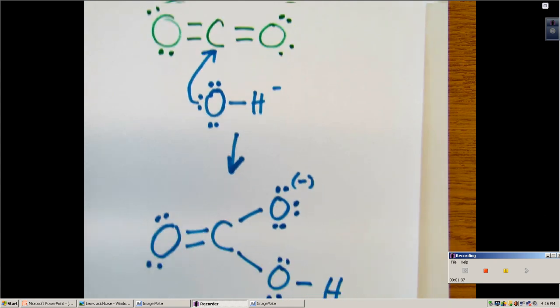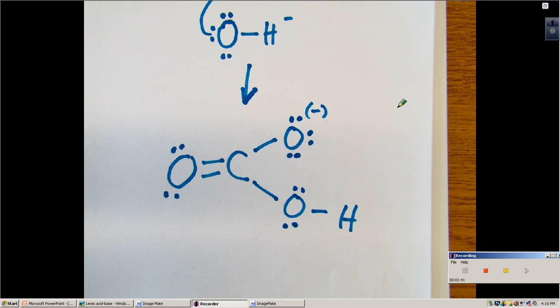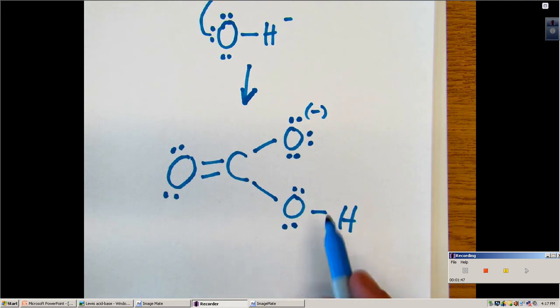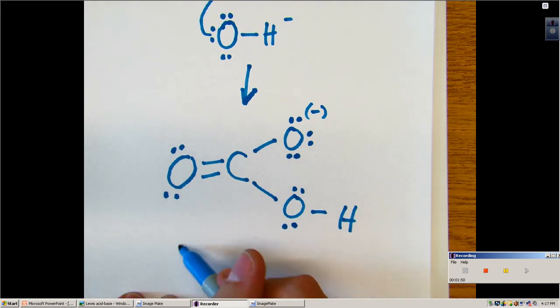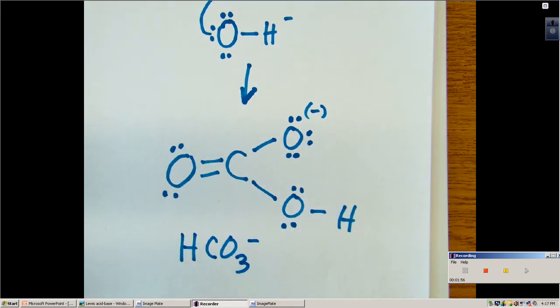Now, we are probably not to the point where we look at that structure and can easily see what it is. But if you actually draw out the formula for this, we're looking at HCO3, better known as our bicarbonate or hydrogen carbonate ion.